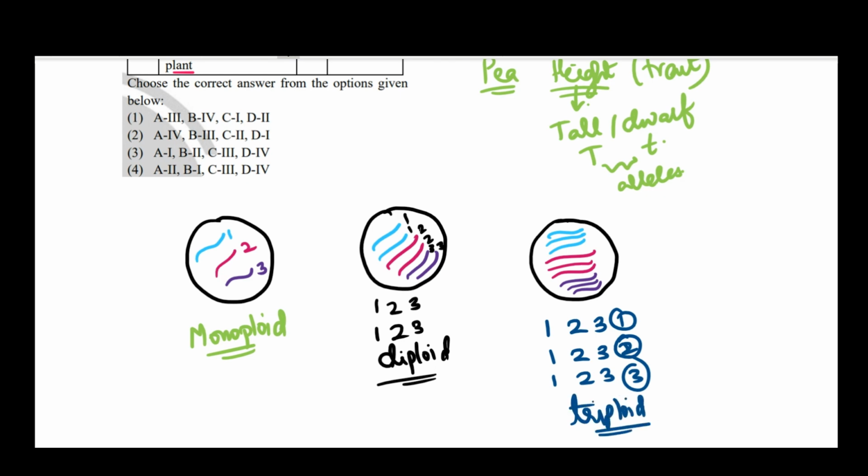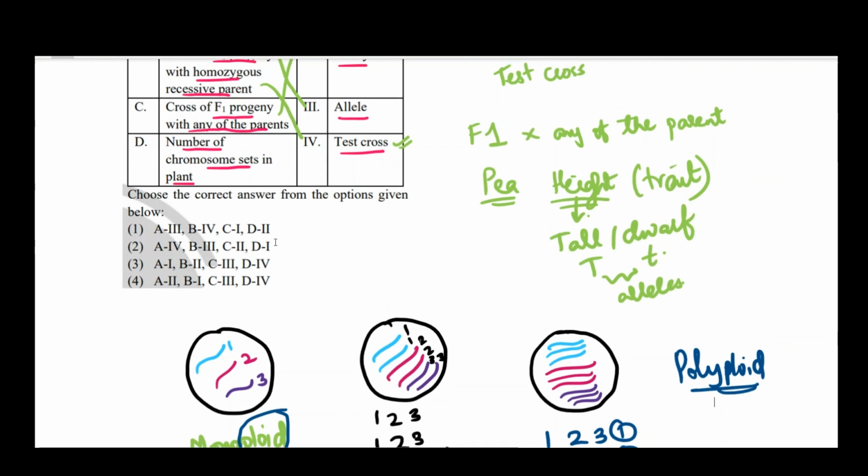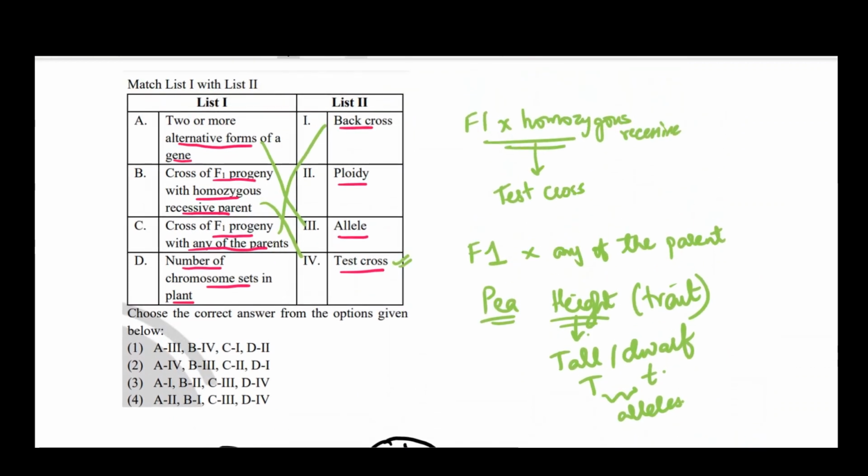So the number of sets is given by the term ploidy. It can be monoploid, diploid, triploid, polyploid, means many copies, many sets of the chromosome. If you have that, then it is said to be polyploid. So ploidy is the term used to tell the number of chromosome sets in a plant.